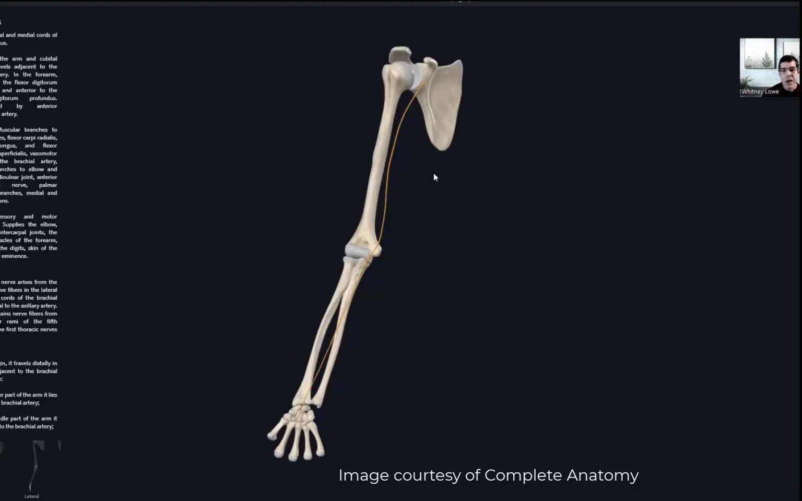Now, the first place I want to start is to take just a brief moment to look at some anatomy, just a quick picture of the median nerve to remember its pathway so that we can understand what's happening during some of these different tests. So let's take a quick look at that. Here's a schematic representation of the median nerve.